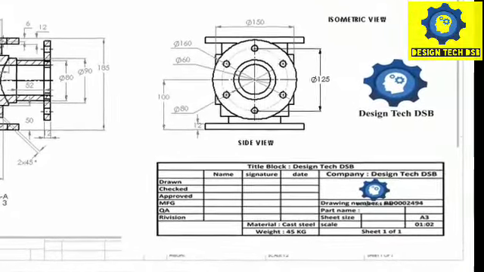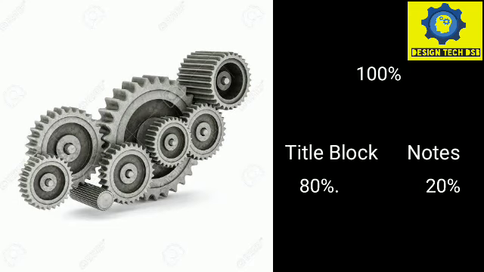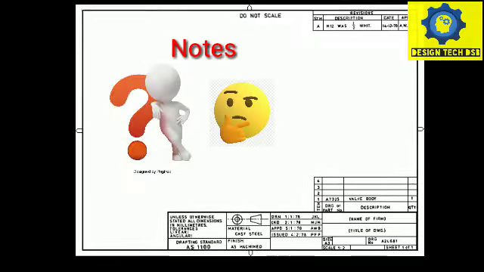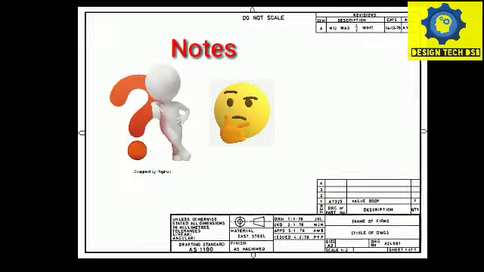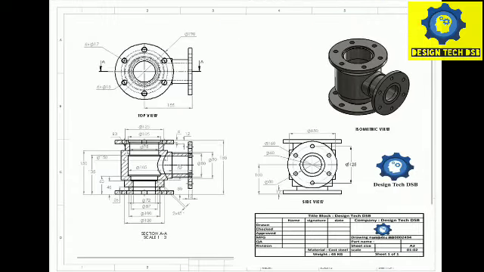Then the other one is, because initially I said that 80% of the data on a sheet is contained by the title block. Then what about the 20%? That remaining 20% contains notes. Then you might be thinking where the notes will be. Notes are also displayed on a sheet, in some corners above or below or beside the title block.